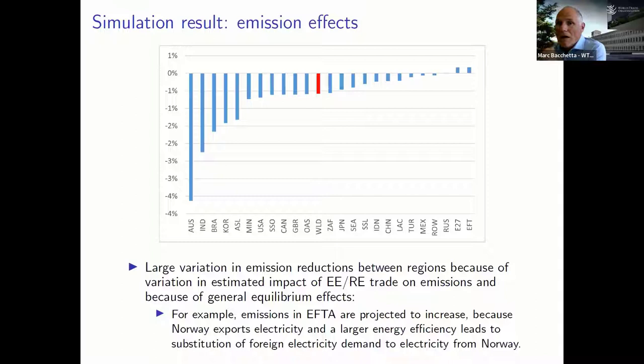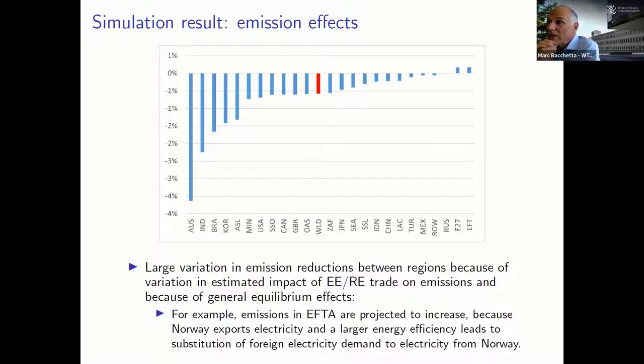Here we show now the effect of the liberalization on emissions, and we see that almost all regions but two actually see a reduction in their emissions. Again, it's not super important given the global nature of the externality, where the emissions are reduced is not the most important thing. There's a large variation in emission reductions between regions because of a variation in estimated impact of EE and RE trade on emissions, and because of general equilibrium effects.